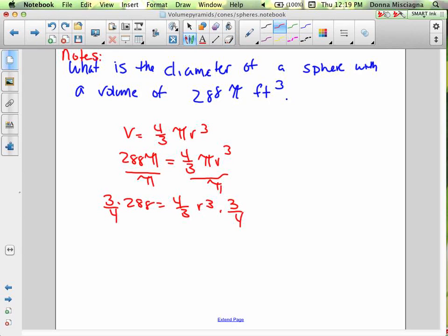That will cancel out over here, leaving me r cubed. And over here, 288 is divisible by 4. That's going to go in 72 times. So we'll have 3 times 72 is r cubed. 3 times 72 is 216. That is a perfect cube. So if we take the cube root of 216, let's actually show you how to derive that in case you didn't know it was a perfect cube.